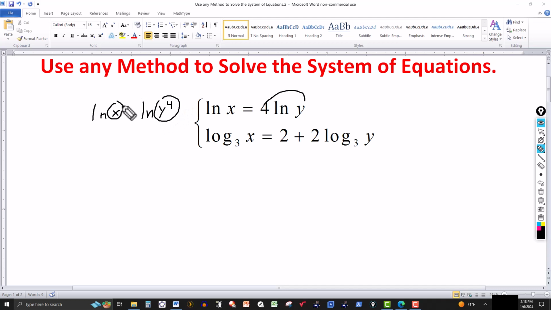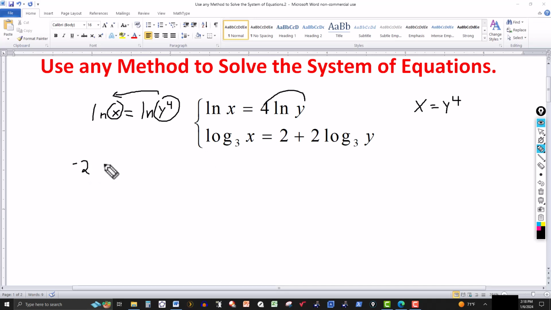So in this situation, natural log of x and natural log of y to the fourth. The only way these two can be equal is if these are the same. That's another property of logs. So I can rewrite this as x equal to y to the fourth. So the log expression in the first equation reduces to x equal to y to the fourth.